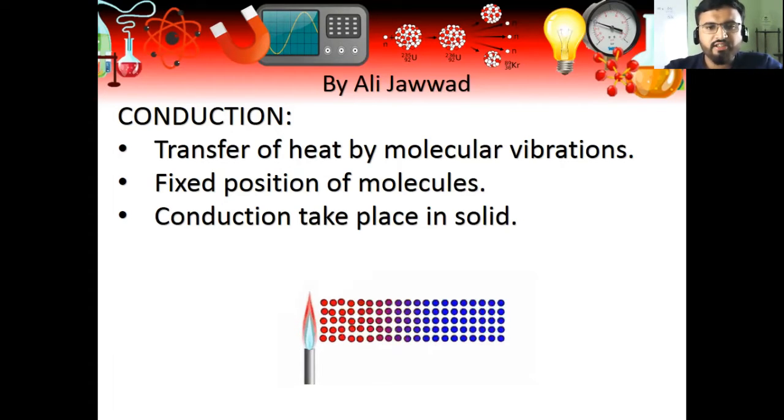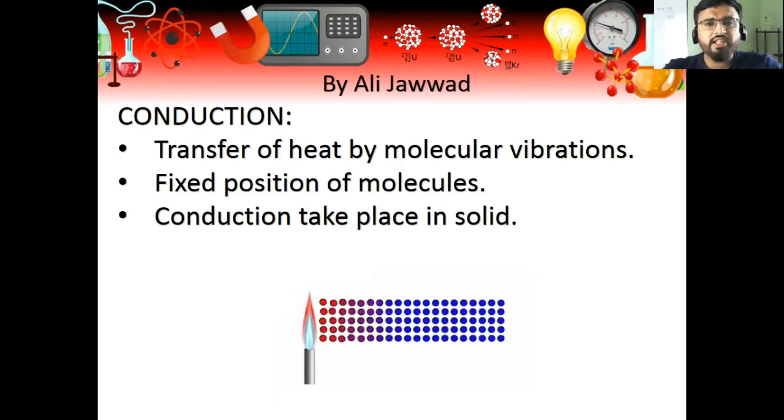As you can see in the figure, the flame is imparting heat to its neighboring molecules, and the neighboring molecules start to move and vibrate at their fixed position, which causes collisions with the neighboring molecules again. And this is how the heat is being transferred from one point to another.